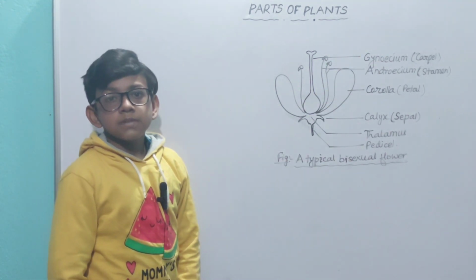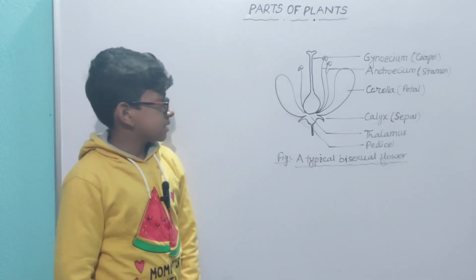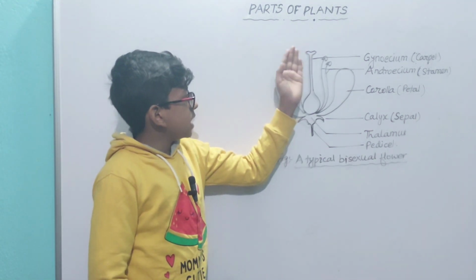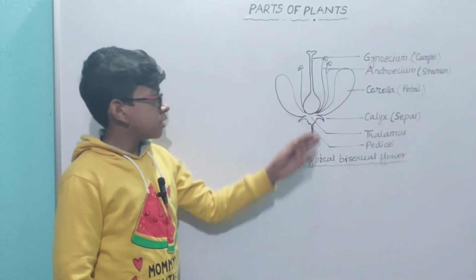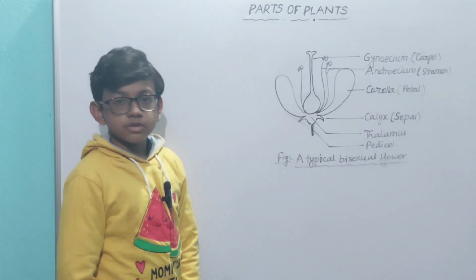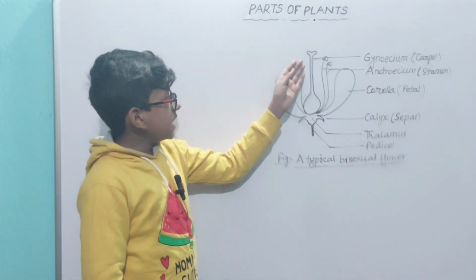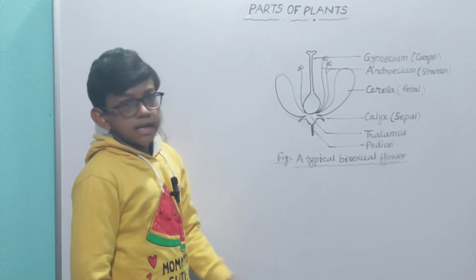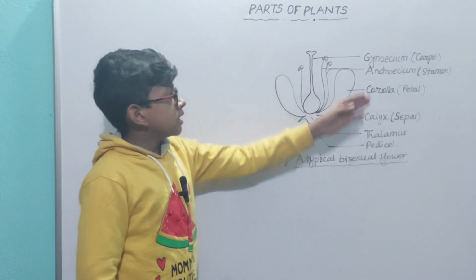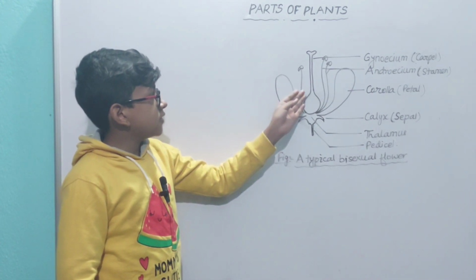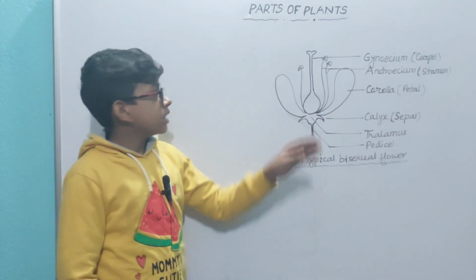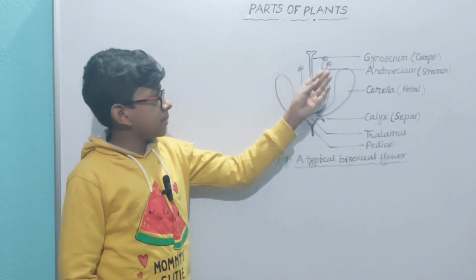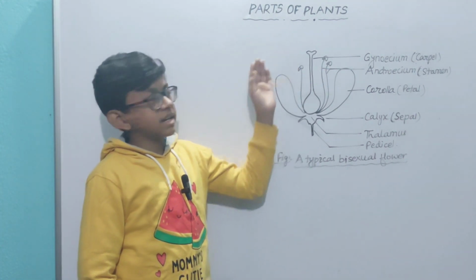Carpel is made up of mainly three parts: stigma, style, and ovary. Ovary contains ovules. Style is the connective part of carpel which connects ovary and stigma. Stigma. It is the part of the carpel which receives pollen grains.